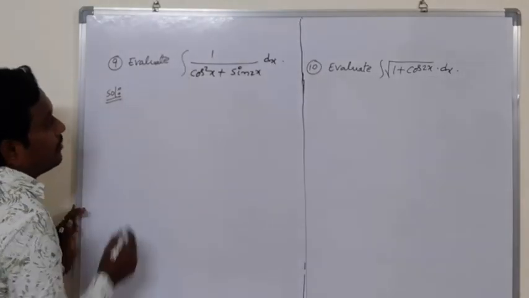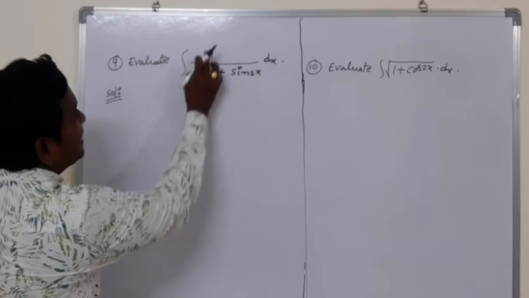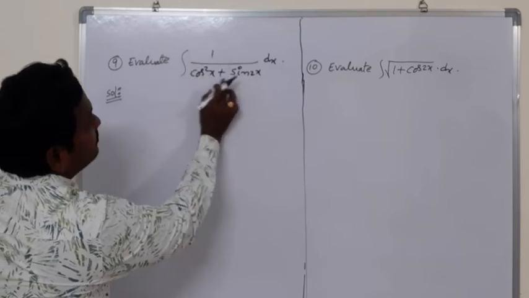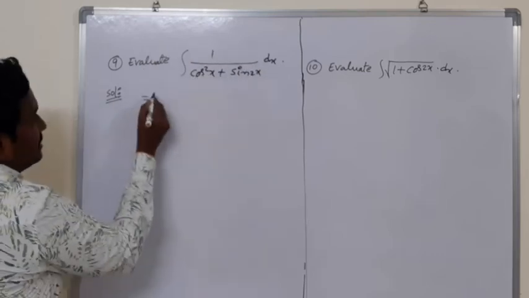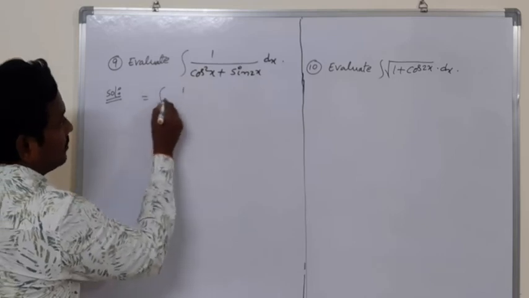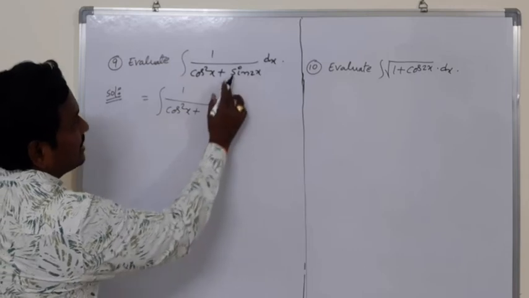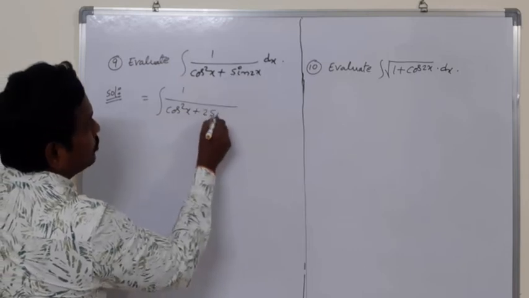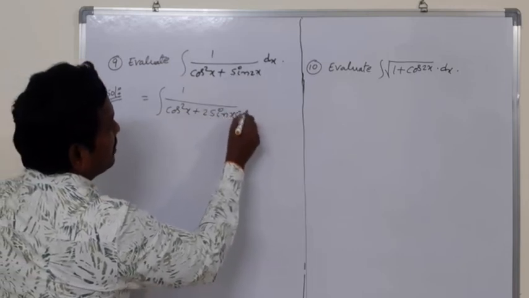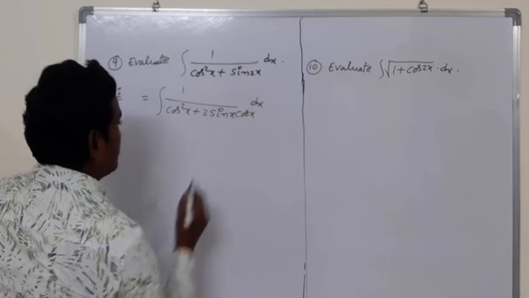These are the next set of problems. Evaluate integration of 1 by cos square x plus sin 2x dx. Given problem can be written as 1 by cos square x plus sin 2x can be written as 2 sin x into cos x into dx.